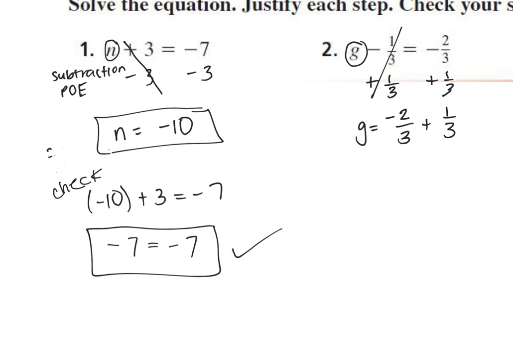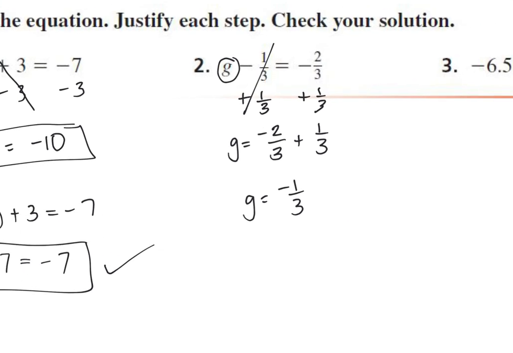So negative 2 over 3 plus 1 over 3, you're saying is negative 1 over 3. I agree with you. Who can explain other than Pedro why that is correct? Why does G equal negative 1 over 3? How does that happen? Brayden? Because in fractions, you don't change the denominator with addition, but on the top, the negative 2 is larger, so you keep the sign. Correct.